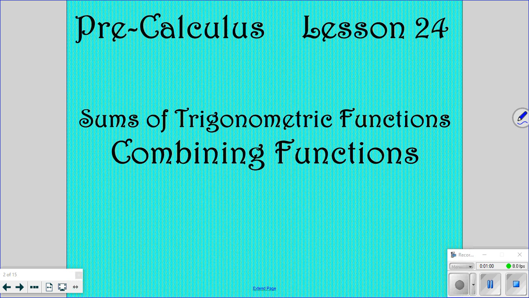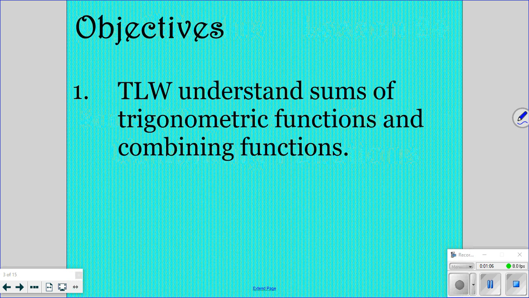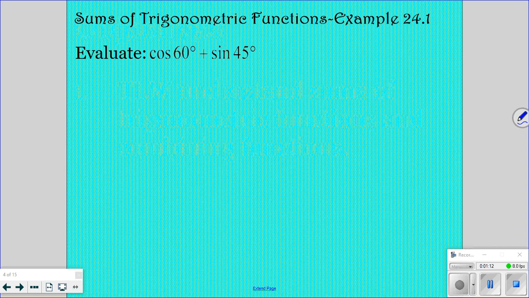So we're looking at lesson 24 today, the sums of trig functions, and then we're going to look at combining functions. So hopefully after this lesson you'll understand sums of trig functions and how to combine functions. We want to evaluate these.